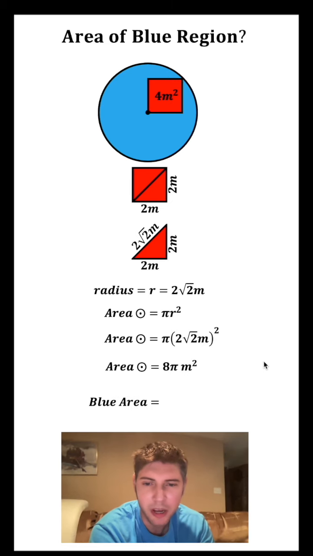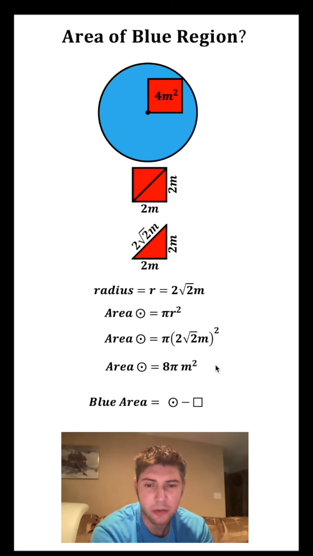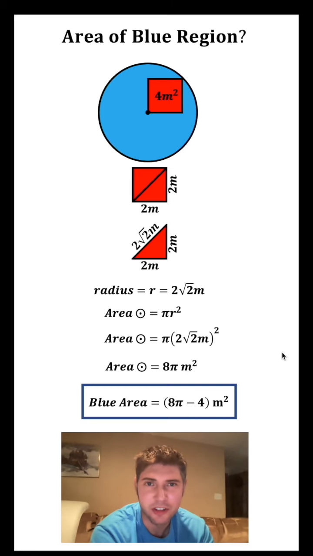Then to find the blue area, we're going to take the circle and subtract the square. The area of the circle we already said was 8 pi, and the square was given to us as 4. And then we can put a label on it, and then we have the answer to the question. The blue area is equal to 8 pi minus 4 meters squared. How exciting.